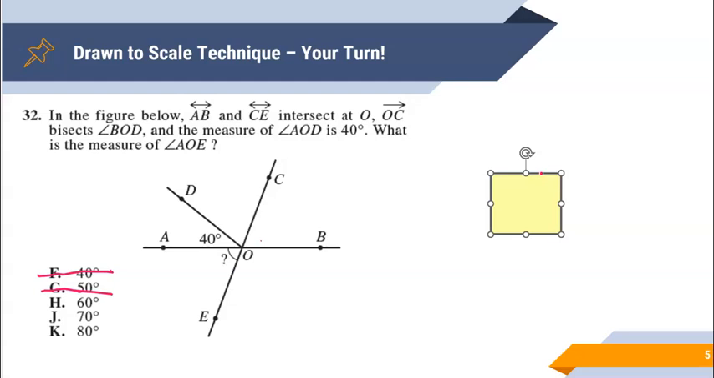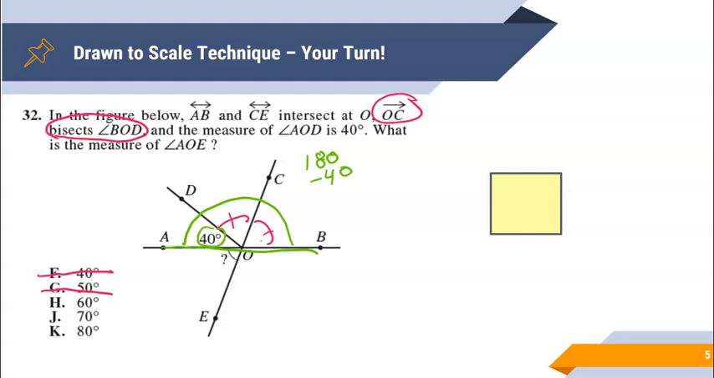Well, in the reading, they tell us that OC bisects. So if something gets bisected, it means that these 2 angles are going to be exactly the same. That's what bisected means. Now looking at the problem, we know that all the way across here forms a straight line, so it makes 180 degrees. If I subtract out the 40 degrees that were given there, we have 140.